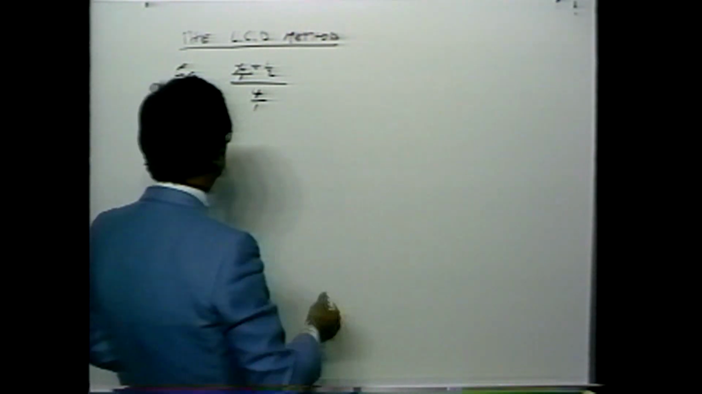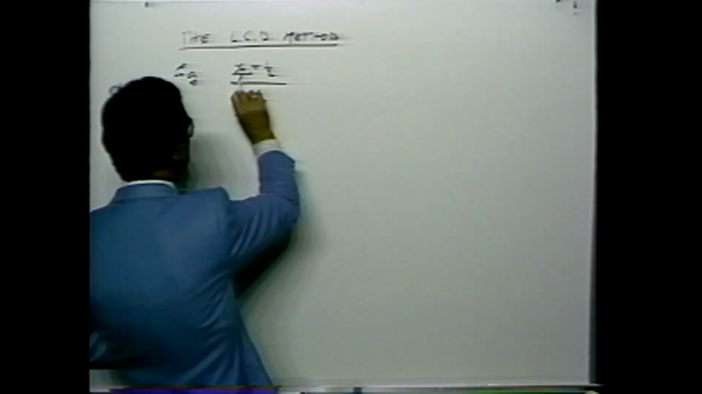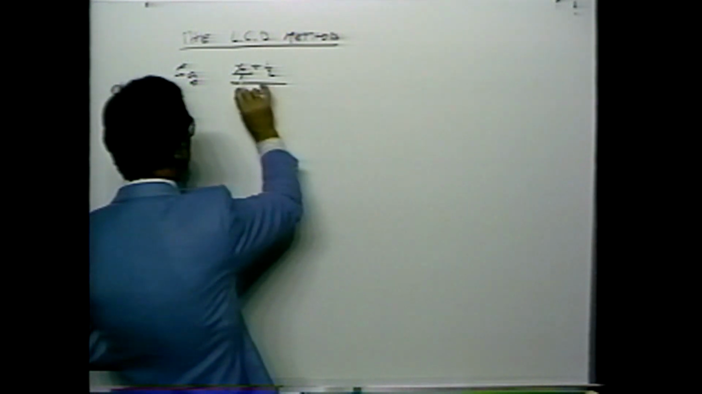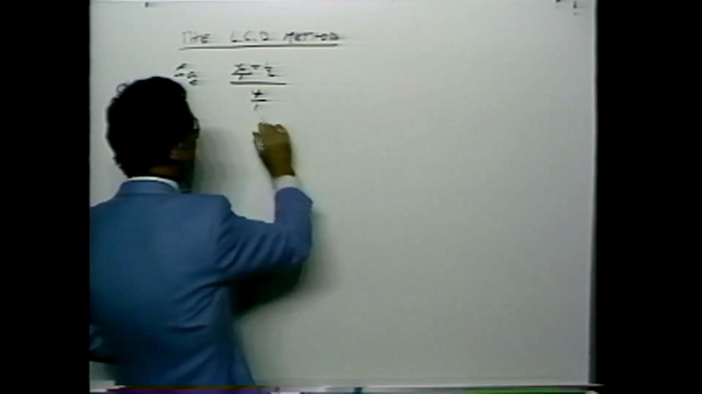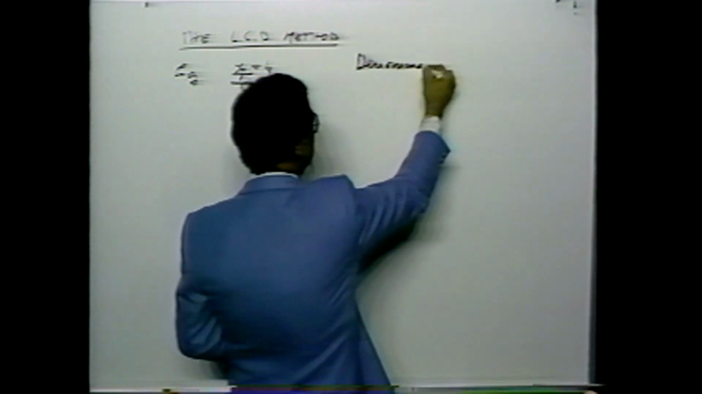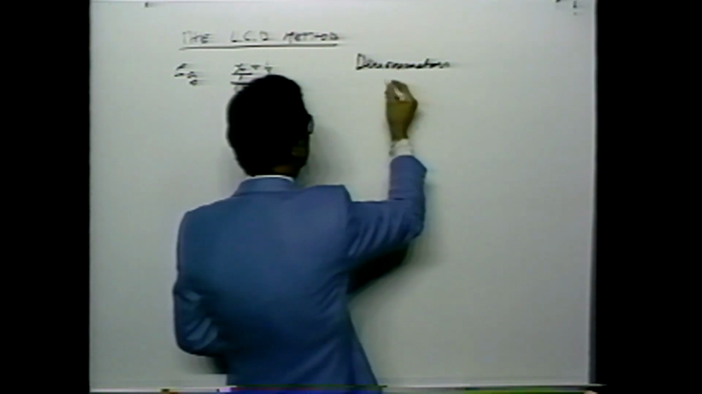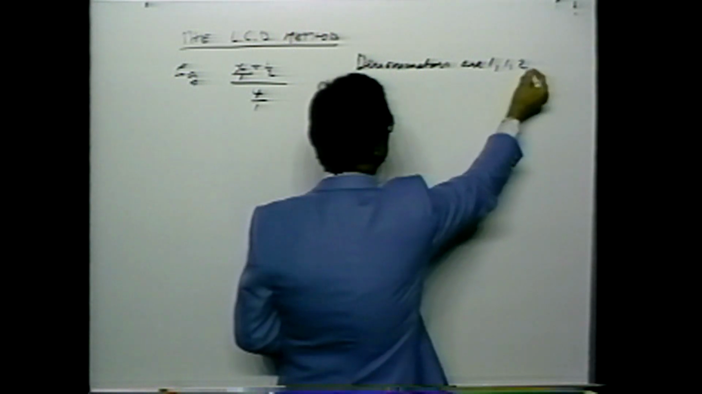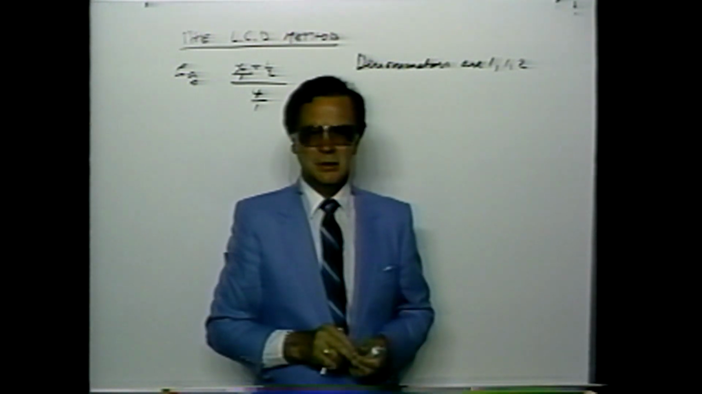The LCD method here requires that you look at every denominator of every term. Now here's a denominator 1, here's a denominator 2, and here's a denominator 1. So the denominators of each term in the complex fraction are 1, 1, and 2. Of those denominators, determine what the lowest common denominator is.